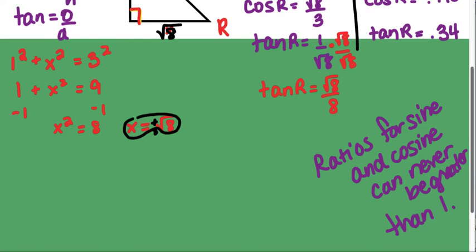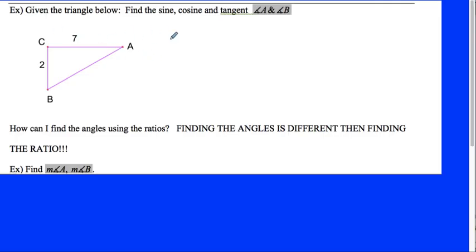All right, so let's try one more. Here it says given the triangle, it's a right triangle, so let's make sure that right angle's in there. Given the triangle, find the sine, cosine, and tangent of angle A and angle B. Actually, we're just going to do angle A. So here's angle A. Well, I need the hypotenuse, so I look to see if it's a Pythagorean triple. It's not, so I've got to use the Pythagorean theorem.